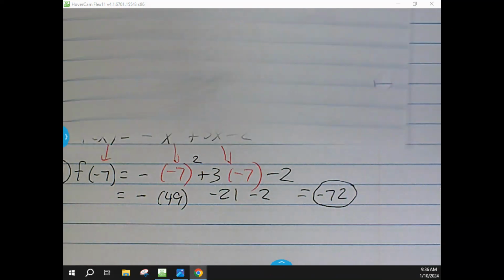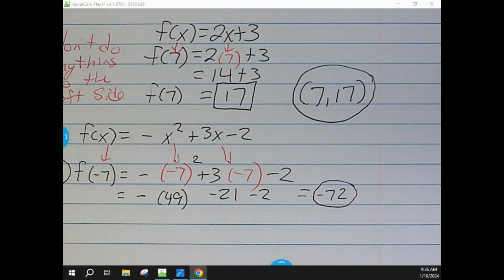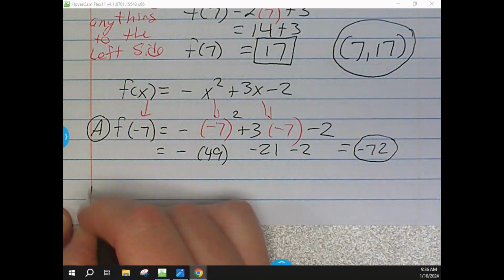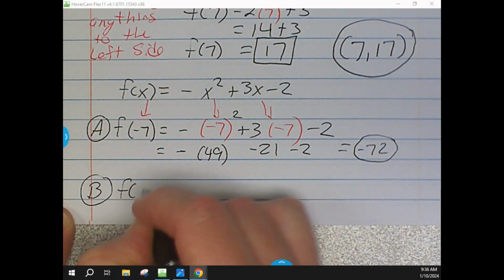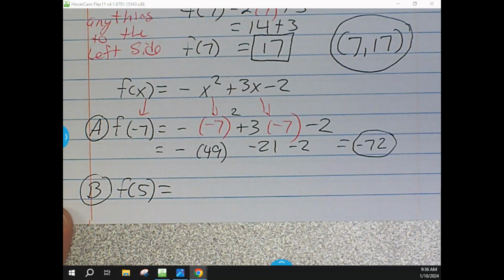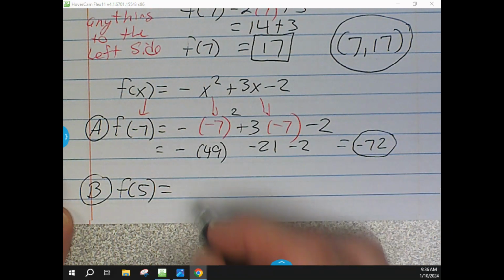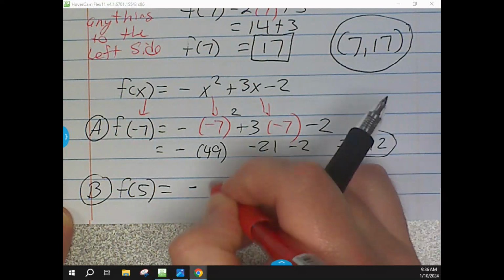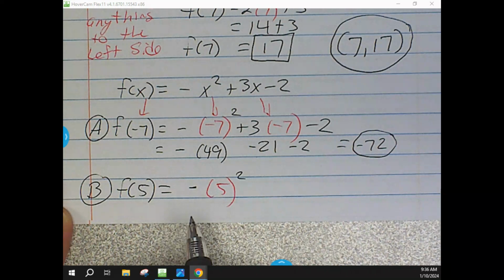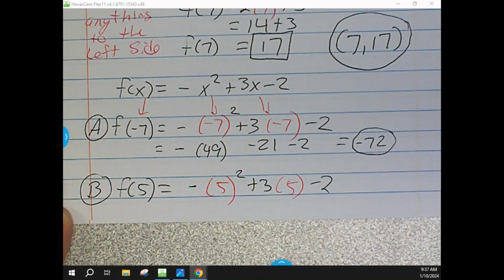So anytime you're working through these problems and you're evaluating, always use your parentheses around the number, even if it's positive. Even if we're doing one like, we'll do the next one, we'll make it positive. We'll do f of 5. Okay, same thing. Everywhere you've got an x, take out the x, replace it with a 5, and then again, everything else goes on the outside of it. Plus 3 times 5 minus 2.